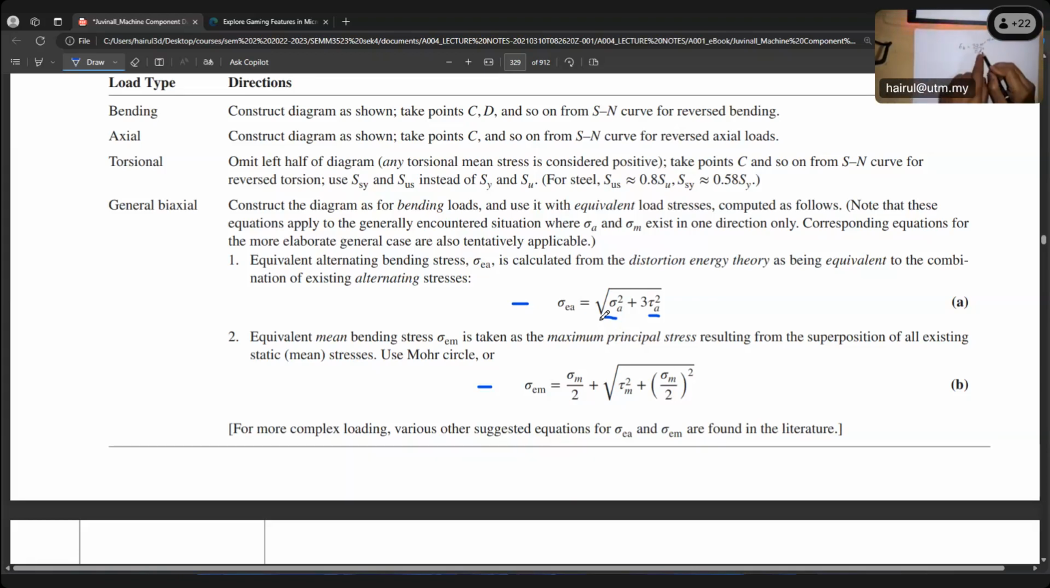What is the diameter? This is the smaller diameter. You are asking me, sir, which one is at the shoulder? Okay, this is my shoulder, right? So I have this small radius.